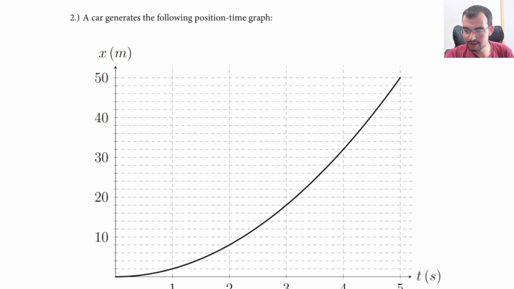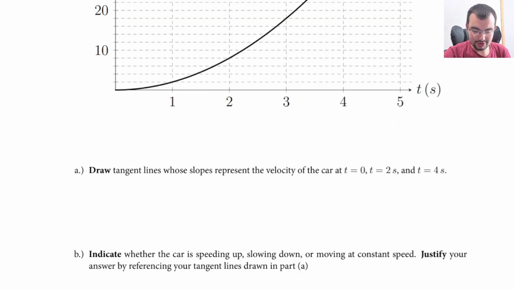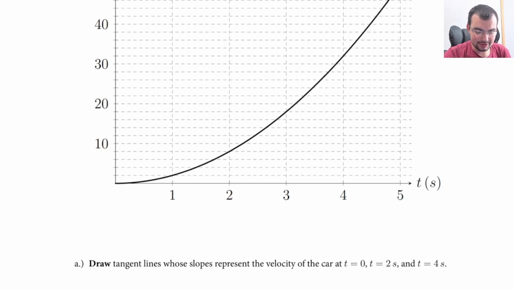All right, now we're on to a non-constant velocity case, where a car generates the following position-time graph. And we are going to draw tangent lines first, whose slopes represent the velocity at 0, 2, and 4 seconds. So what is a tangent line? Well, a tangent line is something that should model the slope at a location. So at 0, it definitely looks pretty flat to me. Then at 1, this would be a good representation of the curve's slope.